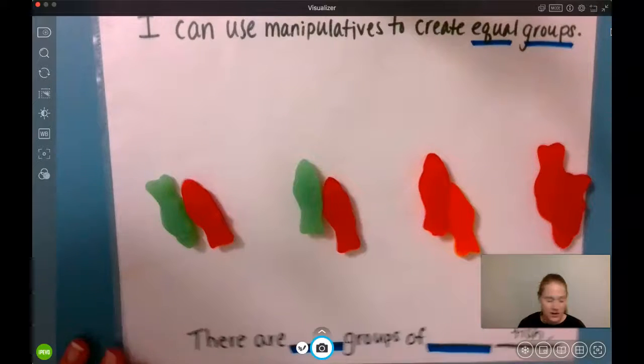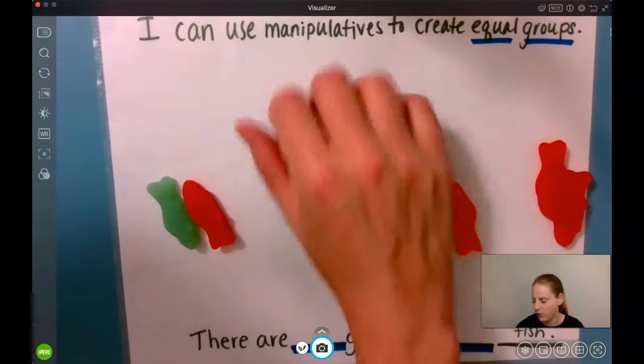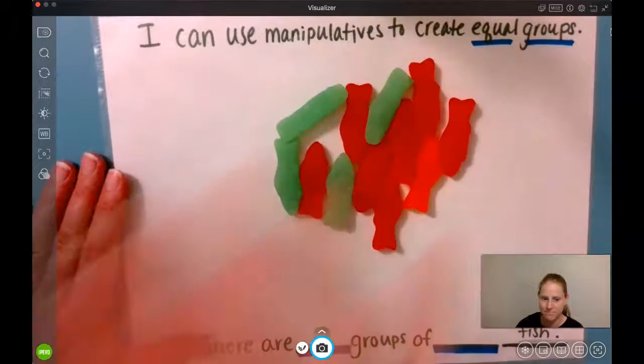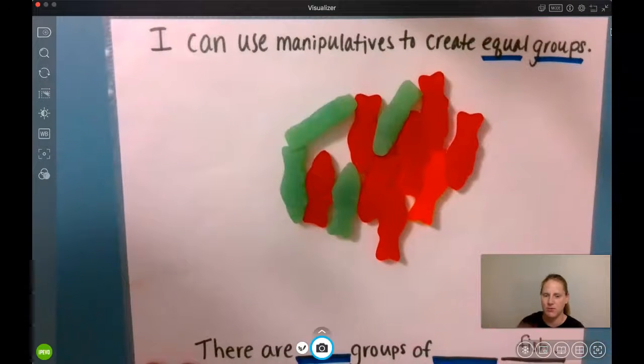Nice job. Now I want you to take all 12 of your counters and put them in a big pile. And here's what I'd like you to do. I would like you to put these 12 counters into equal groups. When you've done that, give me a thumbs up.